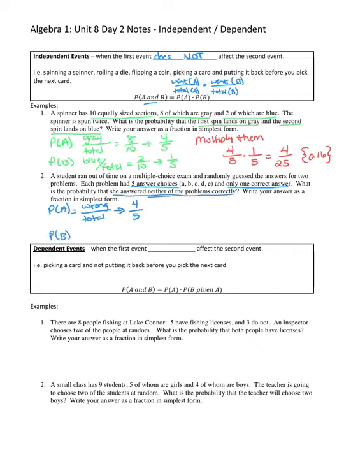Probability B, same thing. Wrong over total, 4 wrong out of 5. Now what do? You've got your two probabilities. Multiply them. Do not add them. You have a 4 over 5, 4 over 5. Jumping ahead, guys. 4 over 5 chance times a 4 over 5 chance equals a 16 over 25 chance of being wrong.